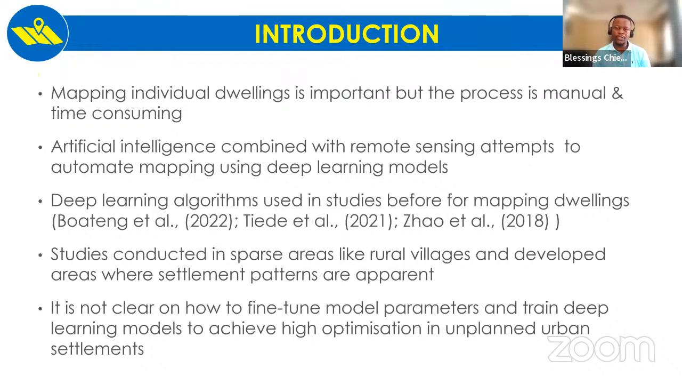As of now, the hypothesis is that the current deep learning models do not benefit low-income countries and unplanned settlements. So it's not clear how we can train or fine-tune a model that is going to be specific for unplanned settlements, for example, in the case of most settlements in Africa.